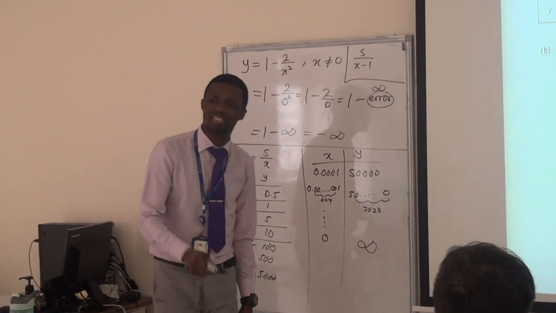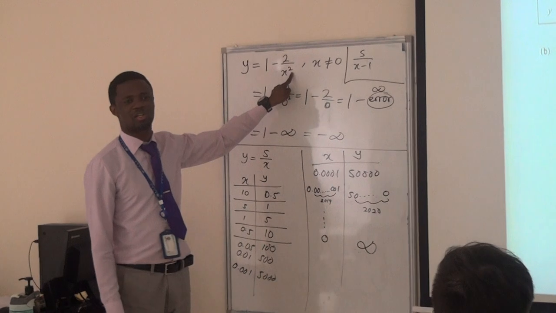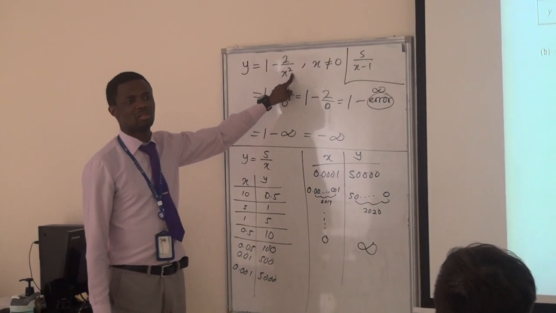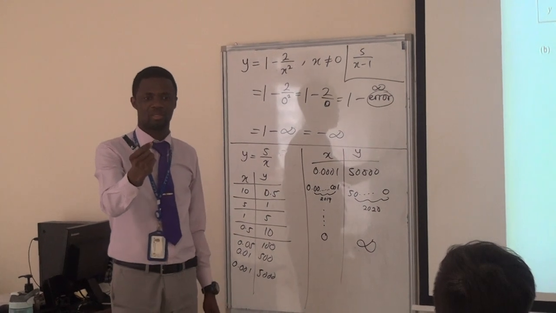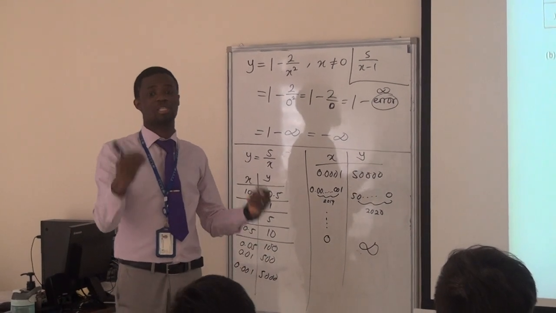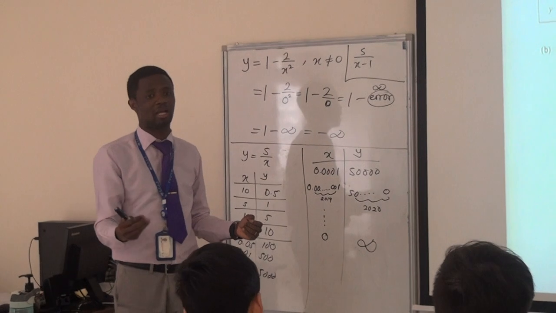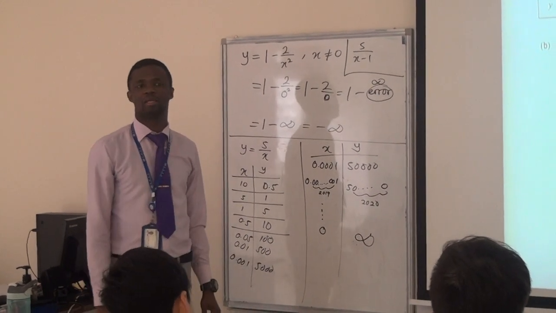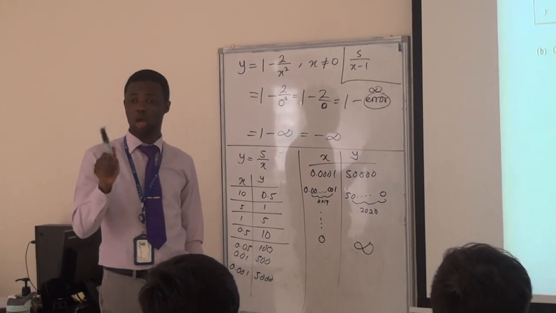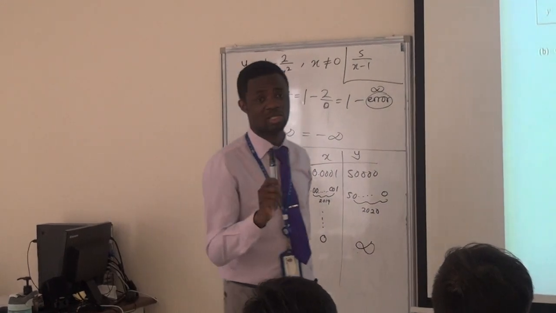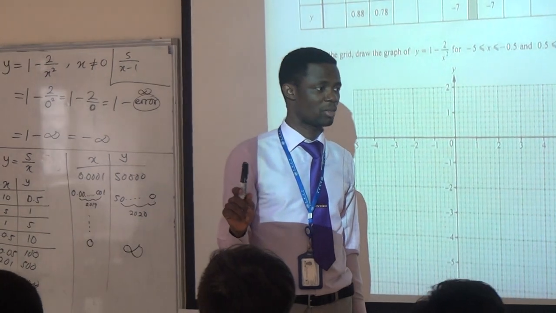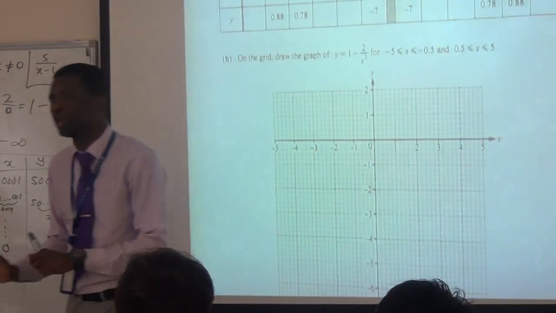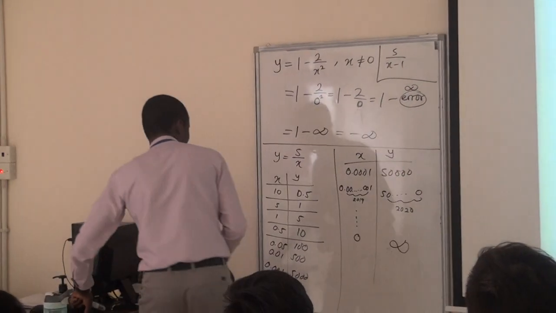So it doesn't exist at x equal to 0, for any inverse graph. If this exists, then there will be a y-intercept. But if x equal to 0 doesn't give a particular answer, it will never touch the y-axis. So that is one important feature of an inverse graph. It doesn't touch the y-axis. Does it make sense? Yes. It can only move close to the y-axis, something like this.